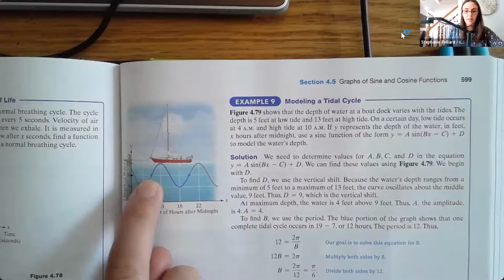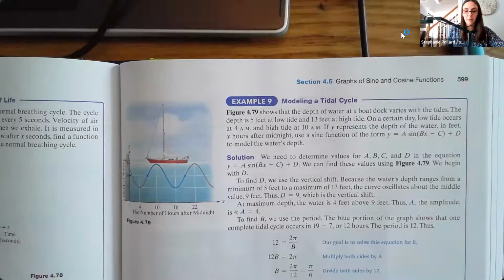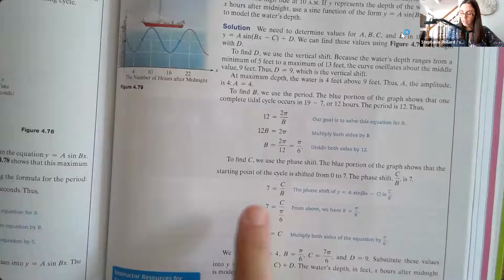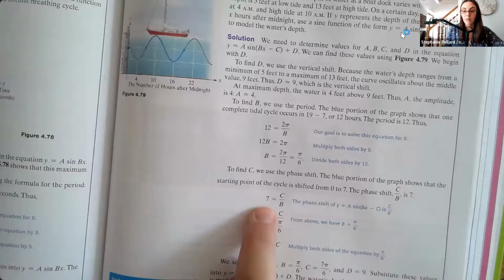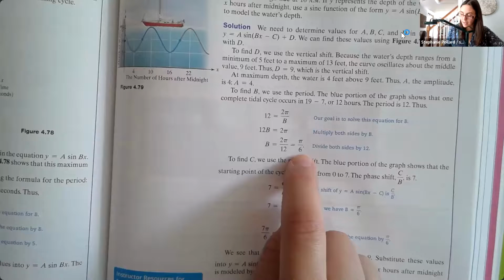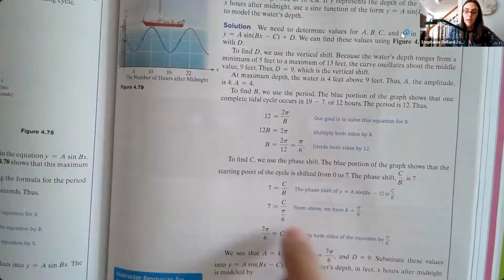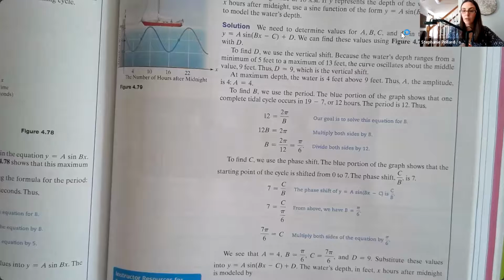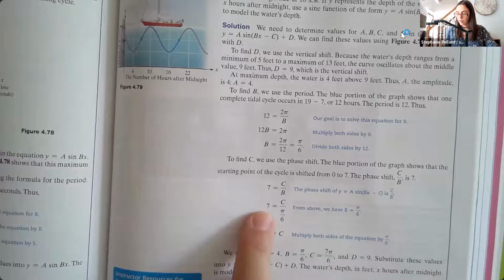What we did here is a similar thing to the period, and we were able to use that change of 7 units and solve C over B, which is the equation for the phase shift. Your B was pi over 6, so we multiply 7 by pi over 6, and we have our C. That's probably the hardest one to find. You have to be really careful how far over the start of that sine function is. Here it was 7 units, so that's why we use 7 when solving. And then you're able to plug in those values to find your equation.